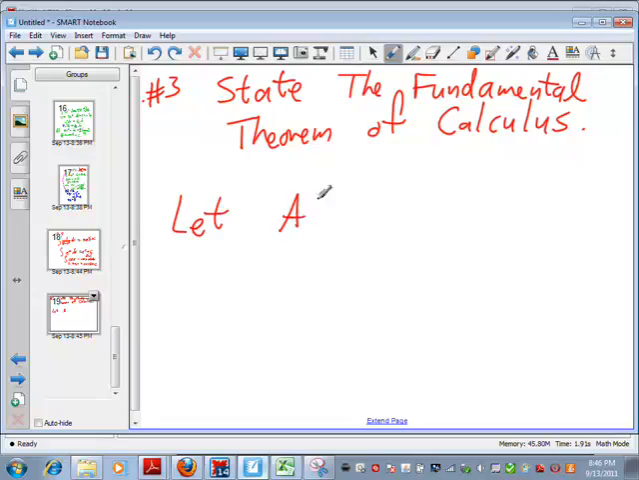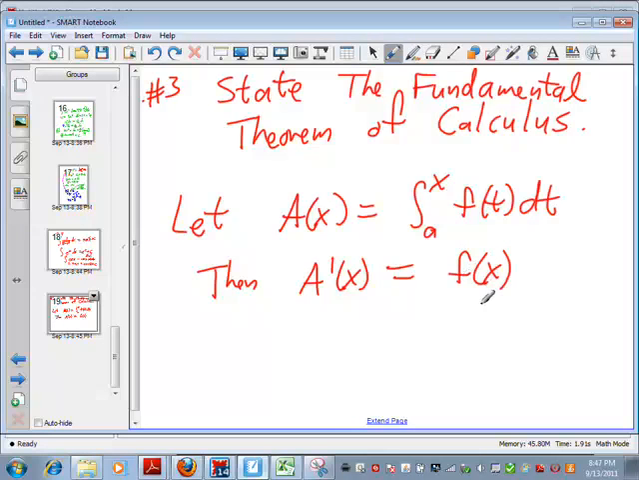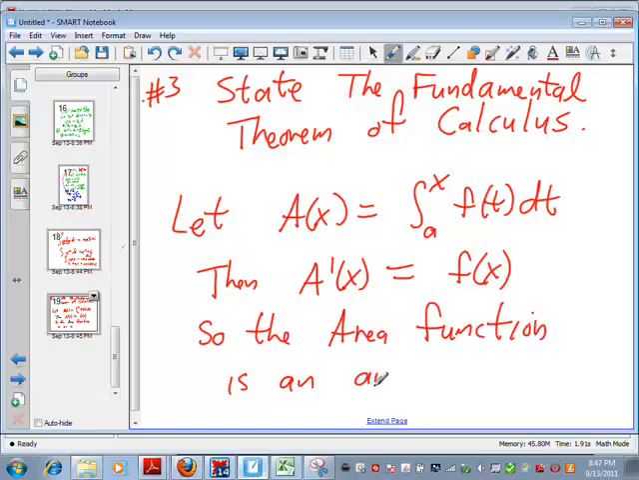So if we let A of x be that, now in the book they have two parts, but for me there's only one part in this one. If you let A of x be the net area under f from a to x, then the remarkable conclusion is that the derivative of the area function is actually the function itself. And so the area function is an antiderivative.